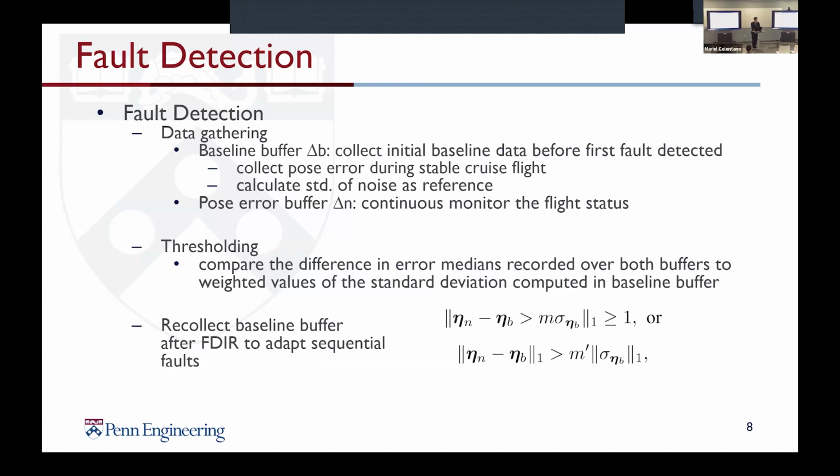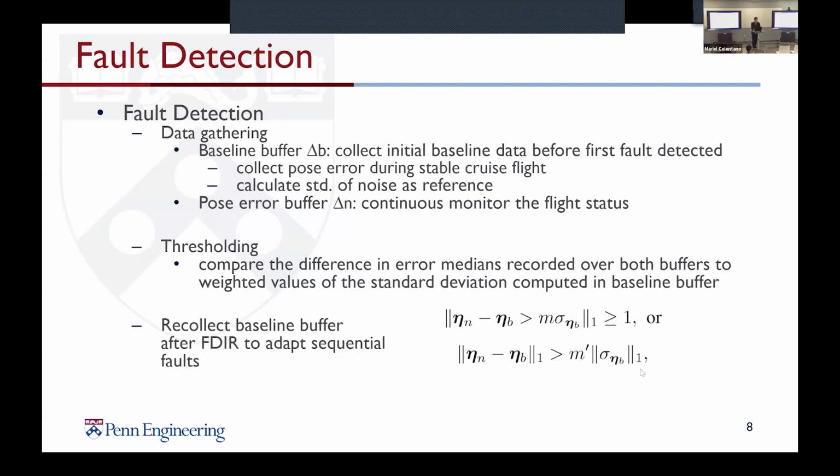And the second step, we call it thresholding. We compare the difference in the error medians recorded over both buffers to the weighted value of the standard deviation computed in the baseline buffer. So we have provided you the two equations to show our logic.